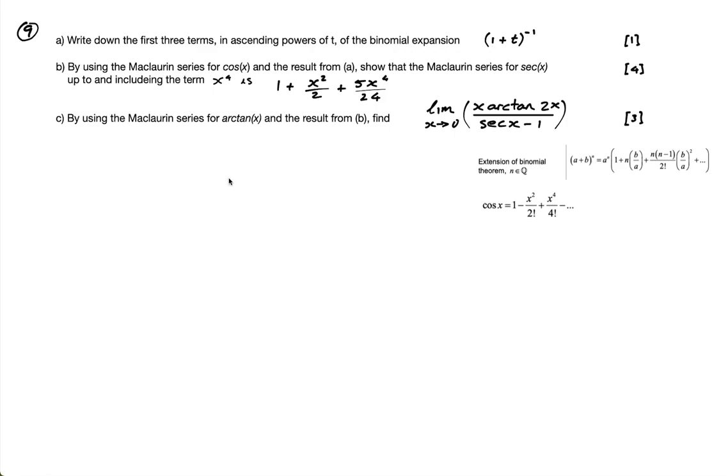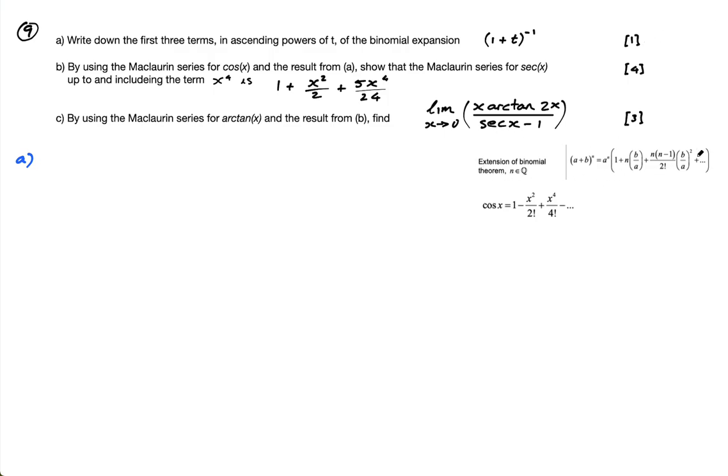Okay, question 9. I'll probably just do A and B in this video, and then I'll do C in the next video. So, part A, it says, write down the first 3 terms in ascending powers of t of the binomial expansion 1 plus t to the minus 1. Okay, it's only worth 1 mark.